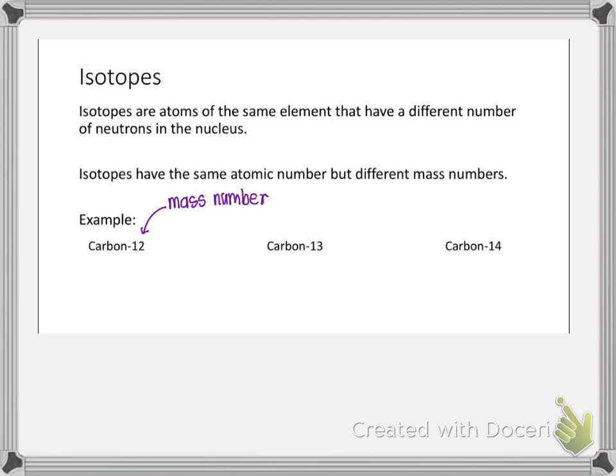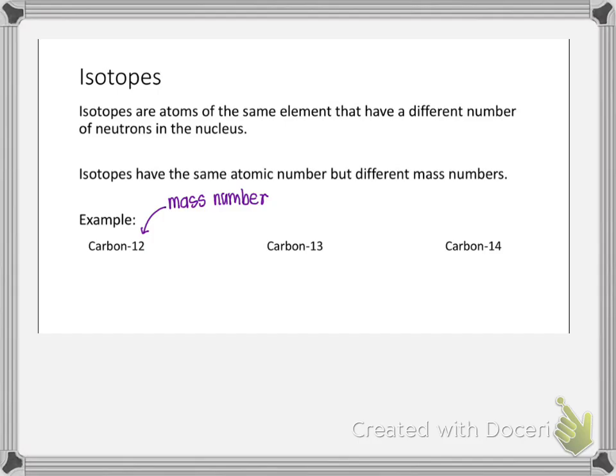Why don't we go ahead while we're here? Let's try to write the atomic notation of these 3 isotopes of carbon. And if you want to practice, just pause and go ahead and write them. Then you can unpause and I'll work on it.